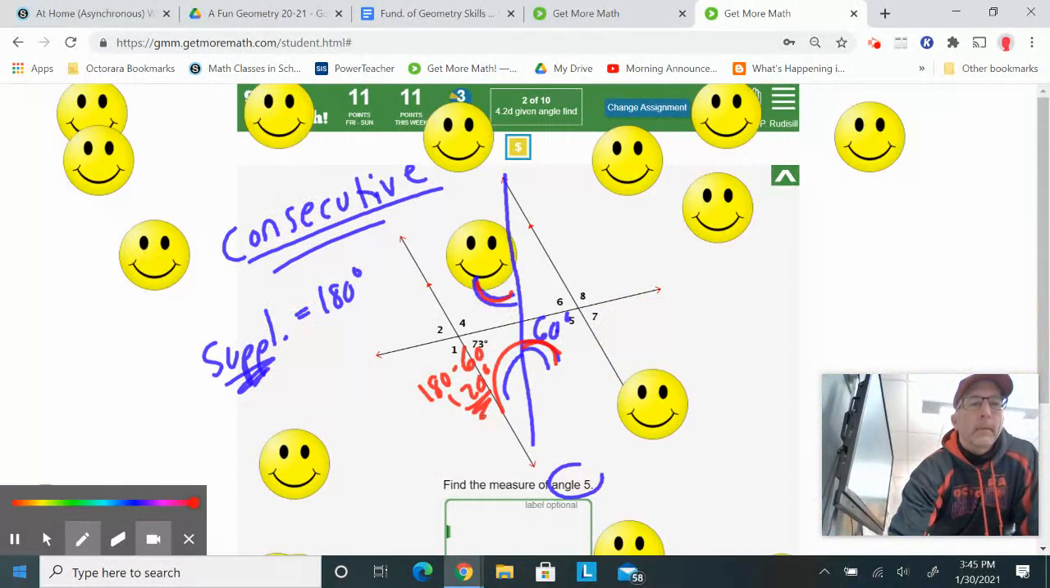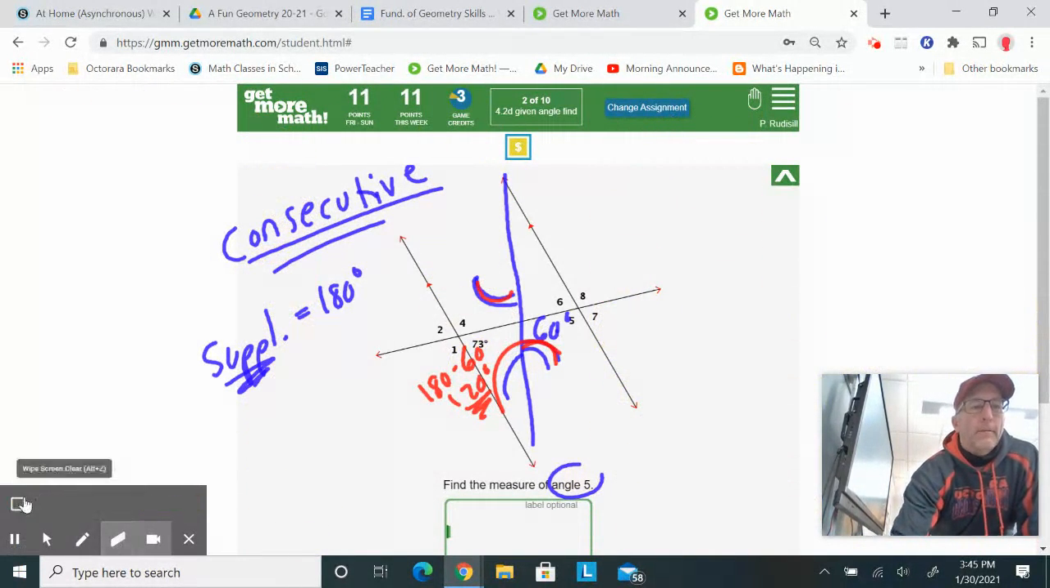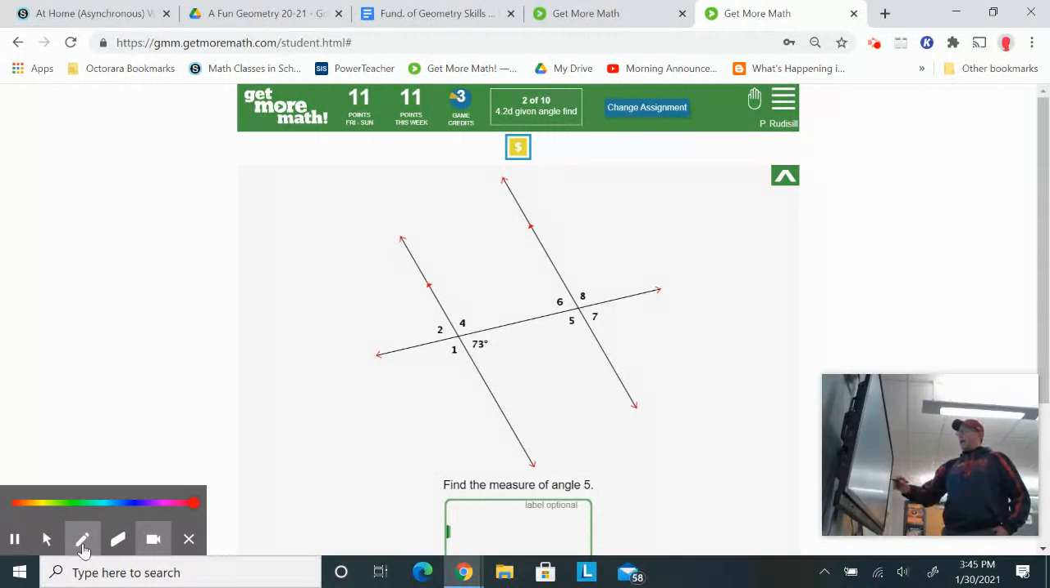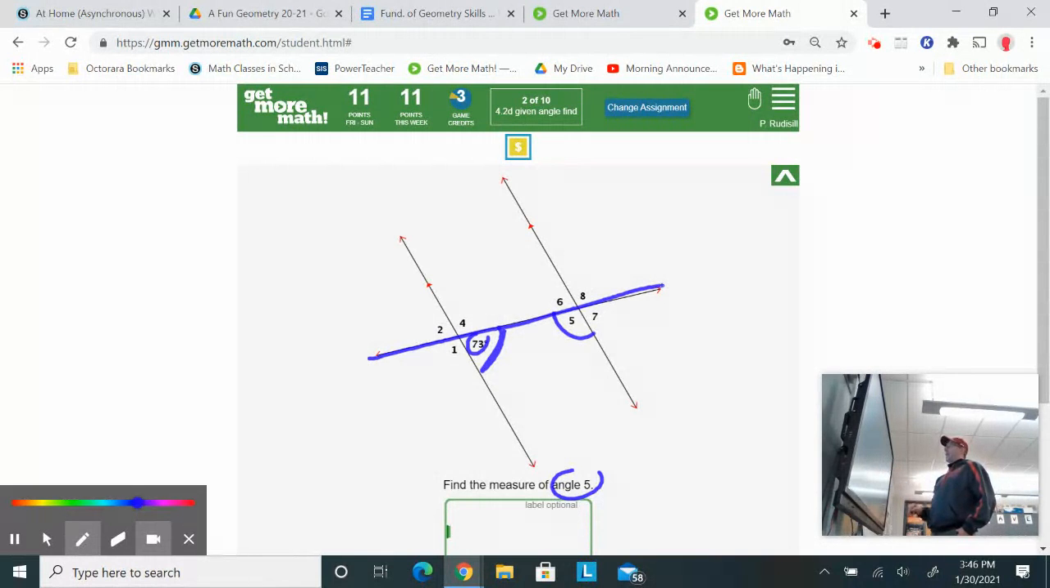If you really get good at this, you will see you don't need to go through all that work. If you recognize what's being asked, and we're looking for angle 5. Angle 5's here. We're told this angle here. Here's a transversal. Those are on the same side. They're called consecutive angles. Consecutive angles will be supplementary. That means they'll add up to be 180 degrees. So if I take 180 and subtract the 73, which I have right here, I would get 107 degrees. So that means angle 5 is 107 degrees.